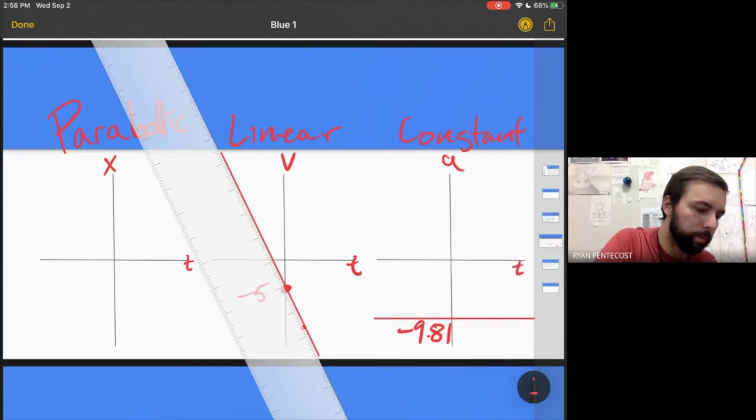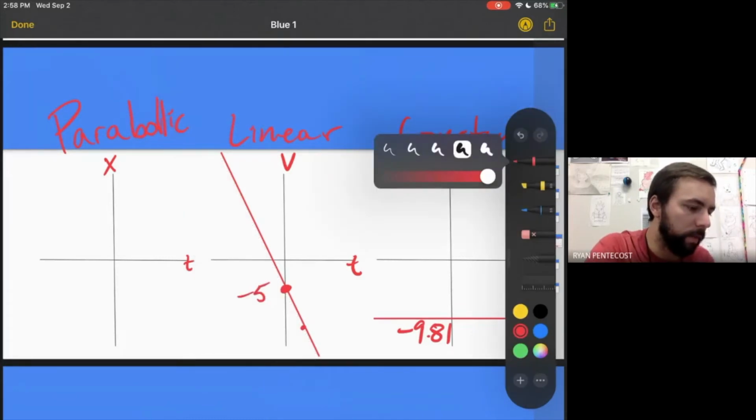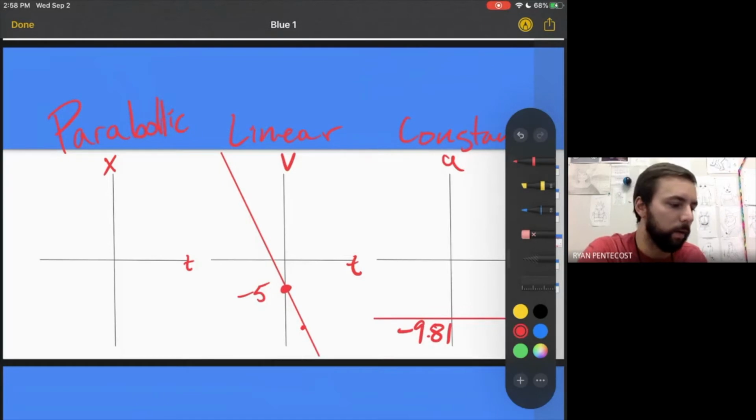Bingo. Get rid of the ruler. So that is going to be our velocity line. Now, you don't have to include the negative time on your velocity line because we don't know that there is a negative time scenario in this physics problem, but that is the graph that we would use.